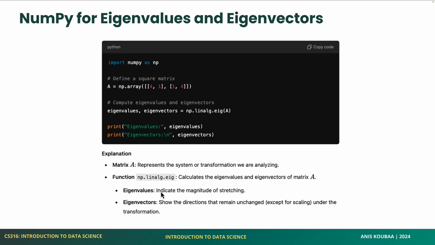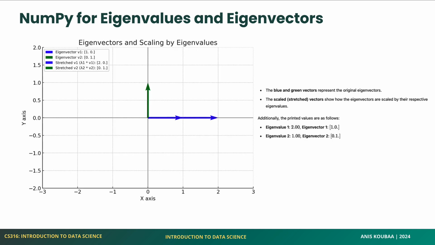Okay, so the eigenvalues indicate the magnitude of the stretching, and the eigenvectors show the direction that remains unchanged under the transformation when we take a dot product with a matrix. So this is just a visualization similar to what we have talked about before for the previous example.